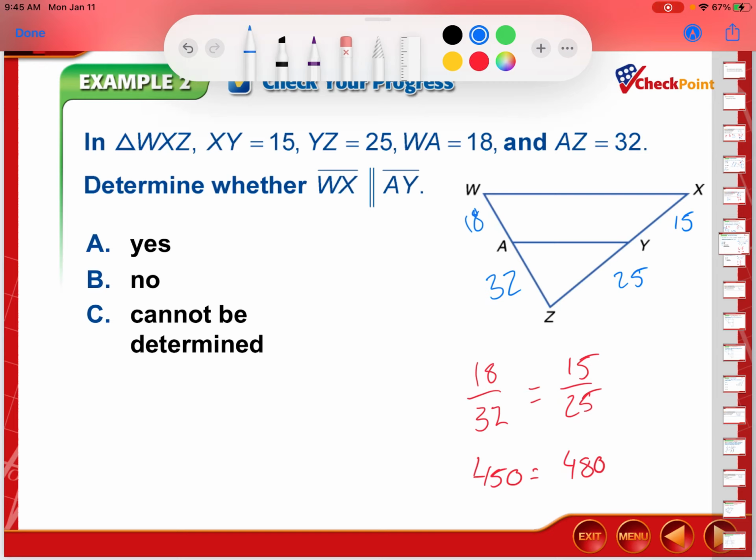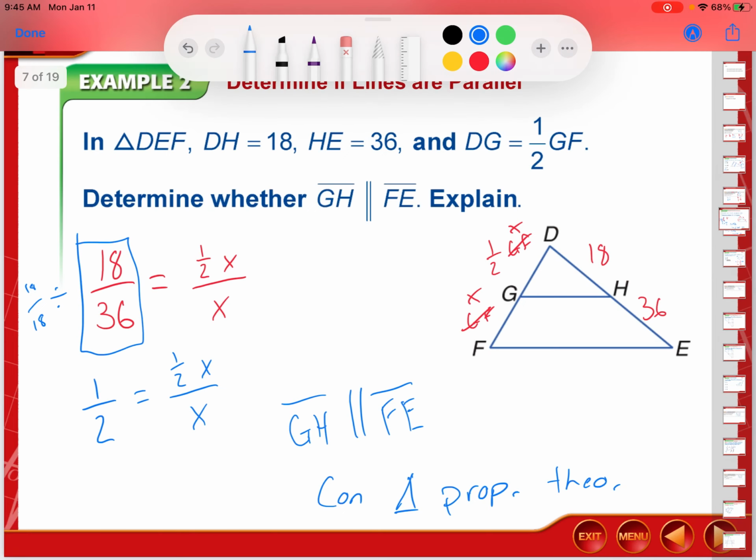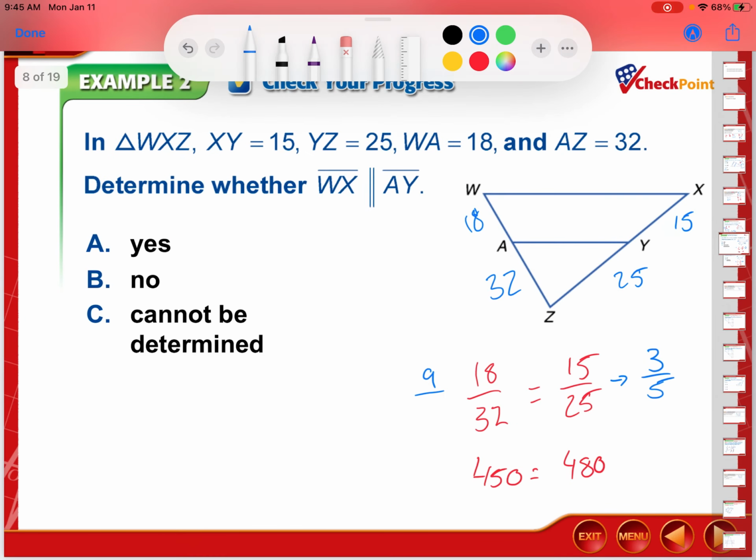So instead of saying 15 over 25, I could say 3 over 5. And then instead of saying 18 over 32, I could say 9 over 16. Both of these are in their most reduced form, and I can see 9 over 16 doesn't equal 3 over 5.